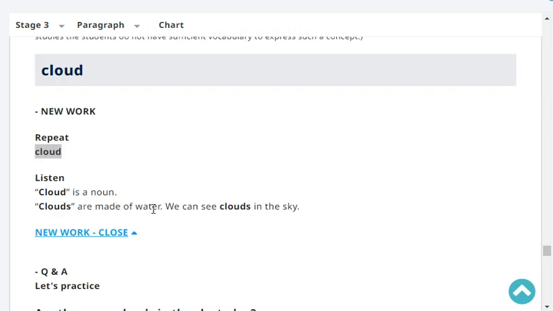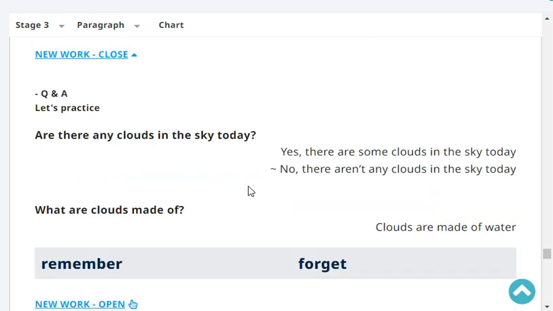Okay, listen. Cloud is a noun. Clouds are made of water. We can see clouds in the sky, except for iCloud. Okay, let's practice. Are there any clouds in the sky today?